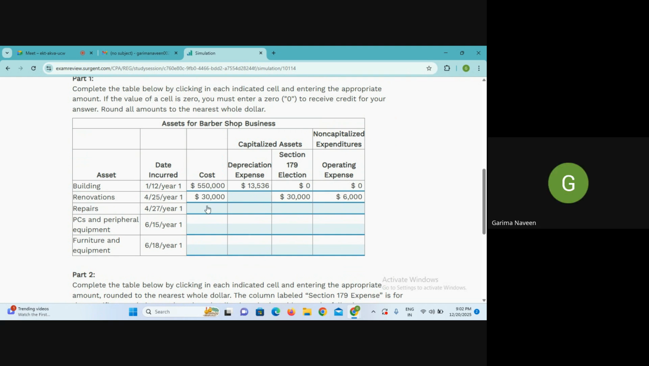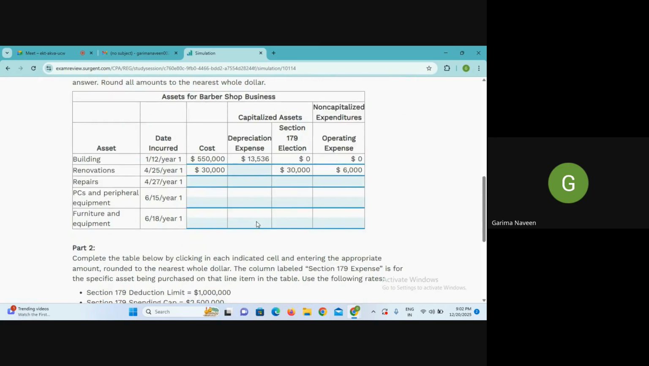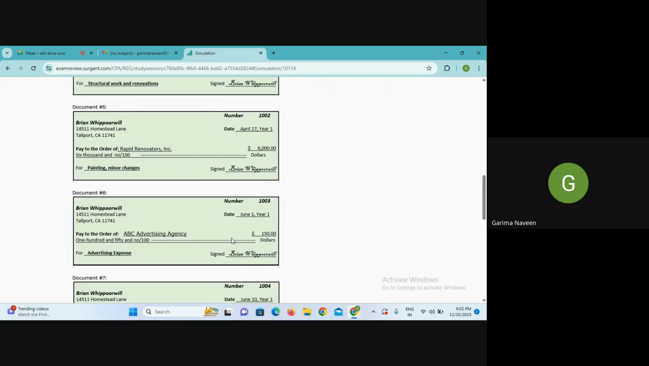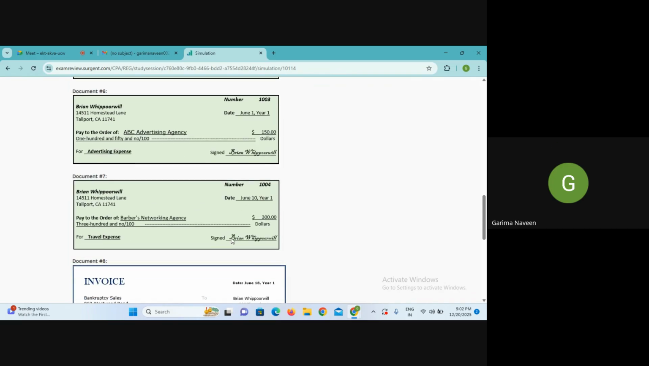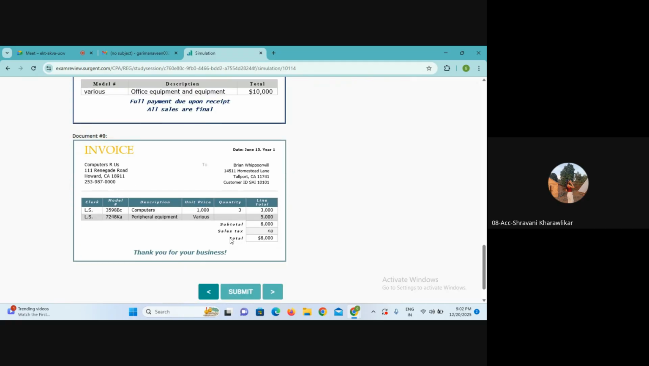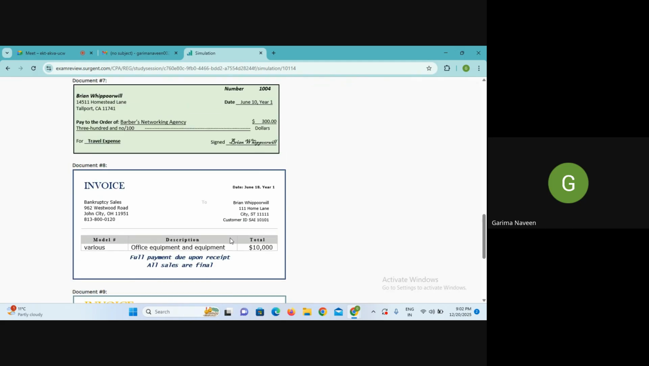Okay, next is repairs. Yes, ma'am. So what do you think, should repair and maintenance costs be capitalized or expensed? So repairs and maintenance would be operating expense, ma'am. Yes, repair and maintenance, if it is directly related to your product, it would be operating; otherwise it will be non-operating because it is not directly related to the product.